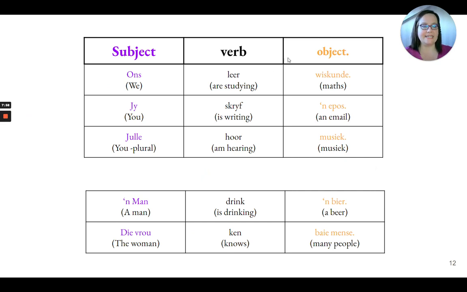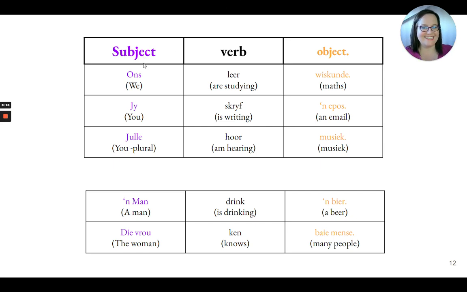Ons leer wiskunde. Jy skryf 'n e-pos. Julle hoor musiek. 'n Man drink 'n bier. Die vrou ken baie mense. You can pause for a moment just if you want to go through the vocab.